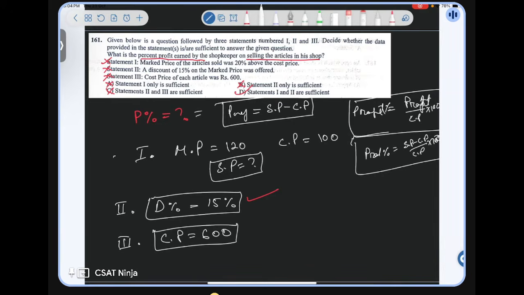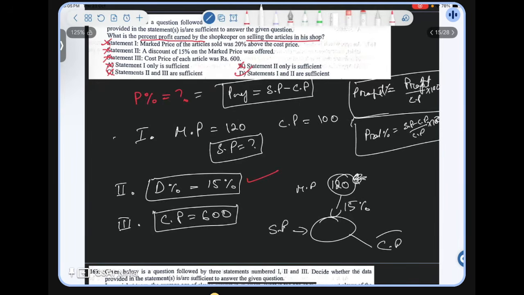If you want to cross check, statement number 1 and 2 is sufficient. Statement number 1 says mark price is given, cost price is given, selling price we don't know, but discount is given. So if the mark price was 120, from this 120 there will be a discount of 15%. After discount you will get the selling price, and we know the cost price is nothing but 100. So how much plus is here? That will be your answer there.